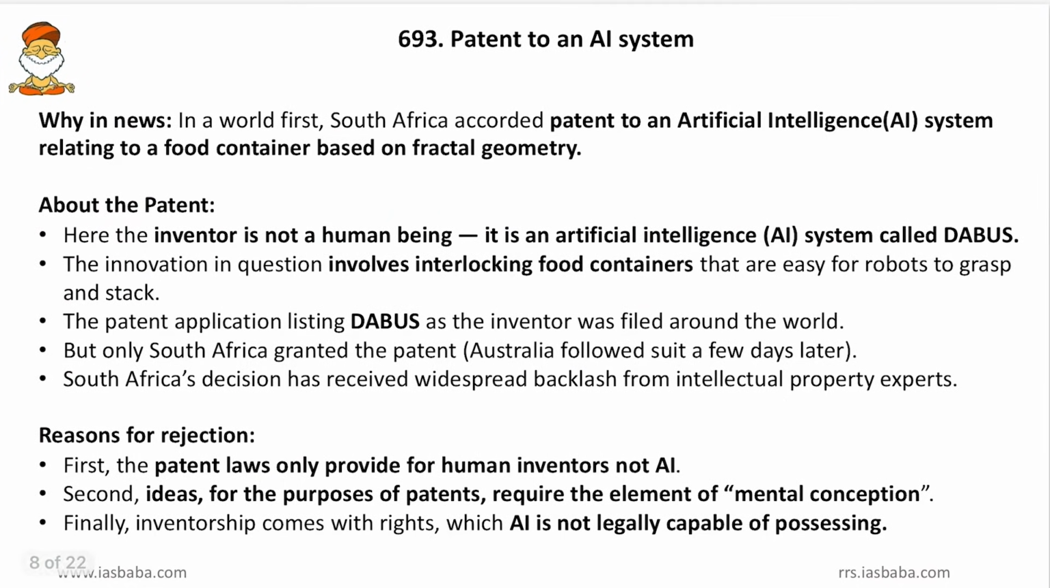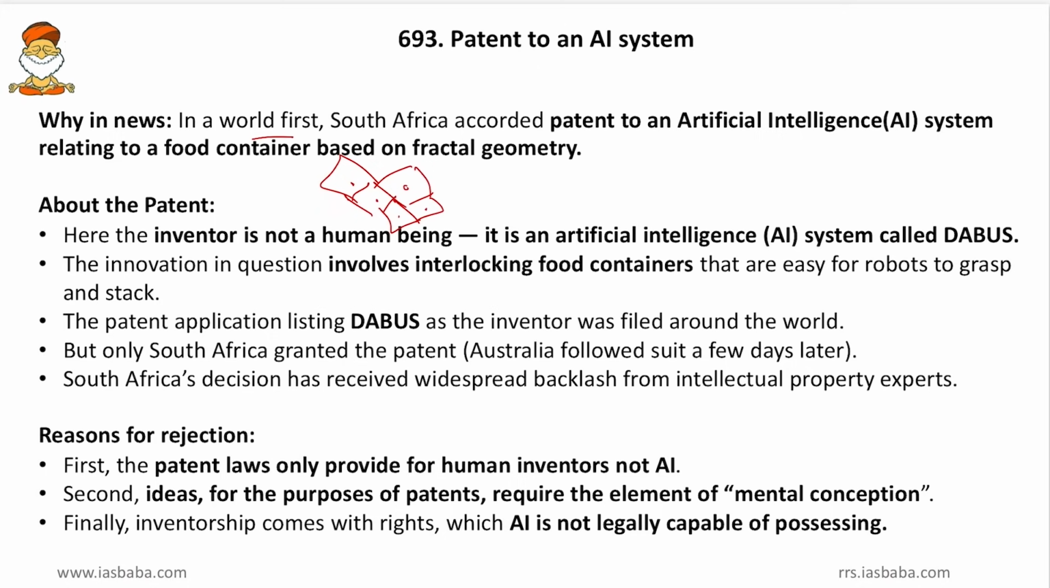The patent of an artificial intelligence system. Friends, why was it in news? Because in a world's first, that is first time in the world, South Africa accorded a patent to an artificial intelligence system relating to a food container based on fractal geometry. Yes friends, how to geometrically fix the tiffin box or the food containers so that it will be easy to carry. So this artificial intelligence system which arranges these foods into a geometrical pattern got the patent. And who produced it? It was produced by artificial intelligence, not by any human being. So the patent goes to the artificial intelligence. So that is why it was controversial.